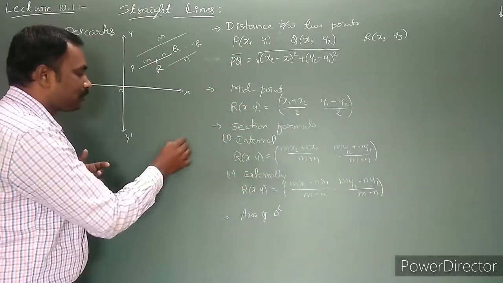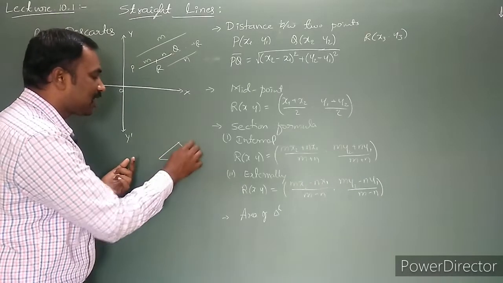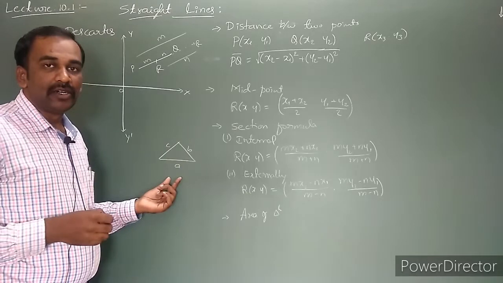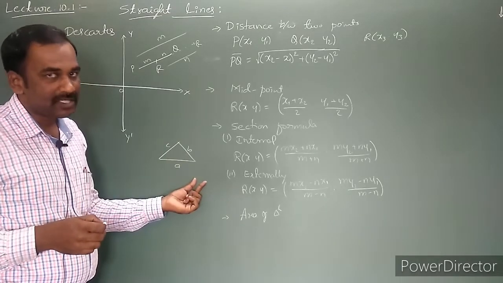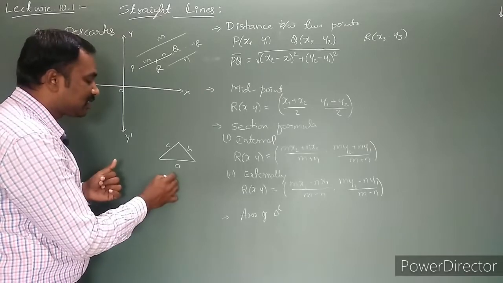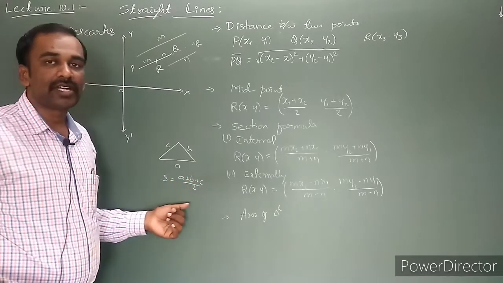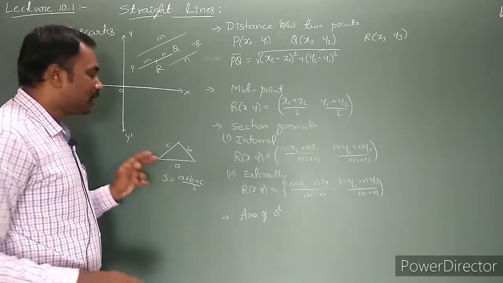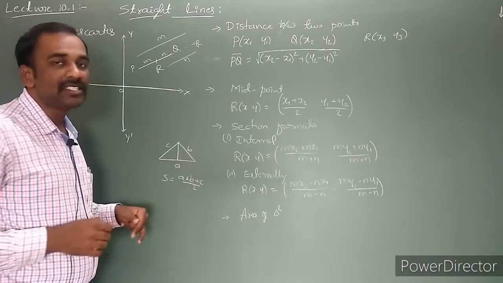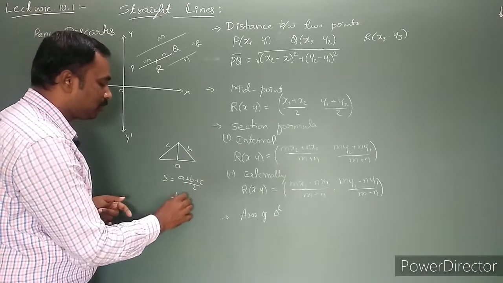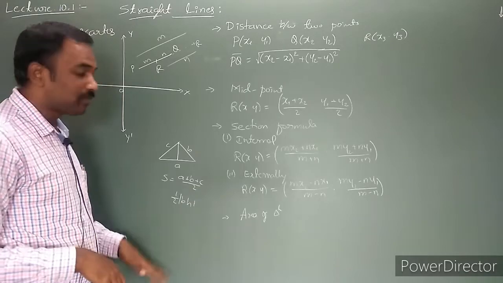Whenever all the sides of the triangle are given, then use Heron's formula. A, B, C side lengths are given. Area is the root of S into S minus A into S minus B into S minus C, where S is the semi-perimeter. Semi-perimeter is nothing but A plus B plus C divided by 2. Heron's formula is that. Whenever base and height are given, area is 1 by 2 into base into height, taking the modulus, the positive value. So this is the formula.